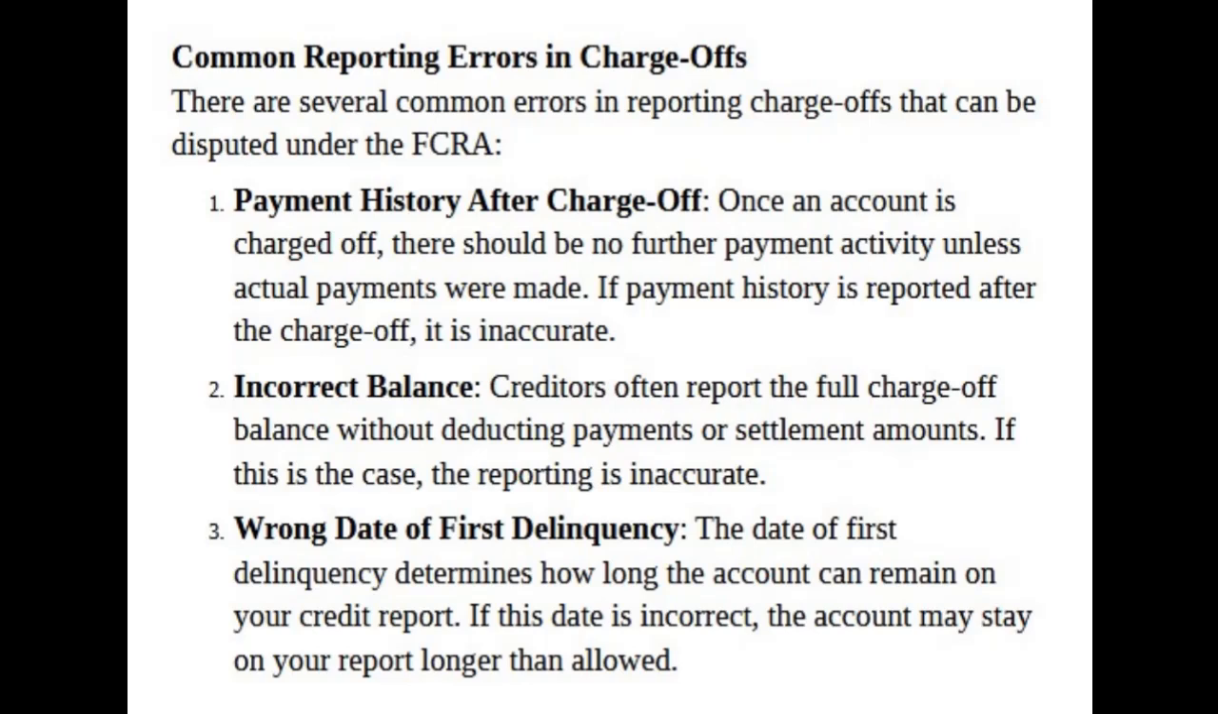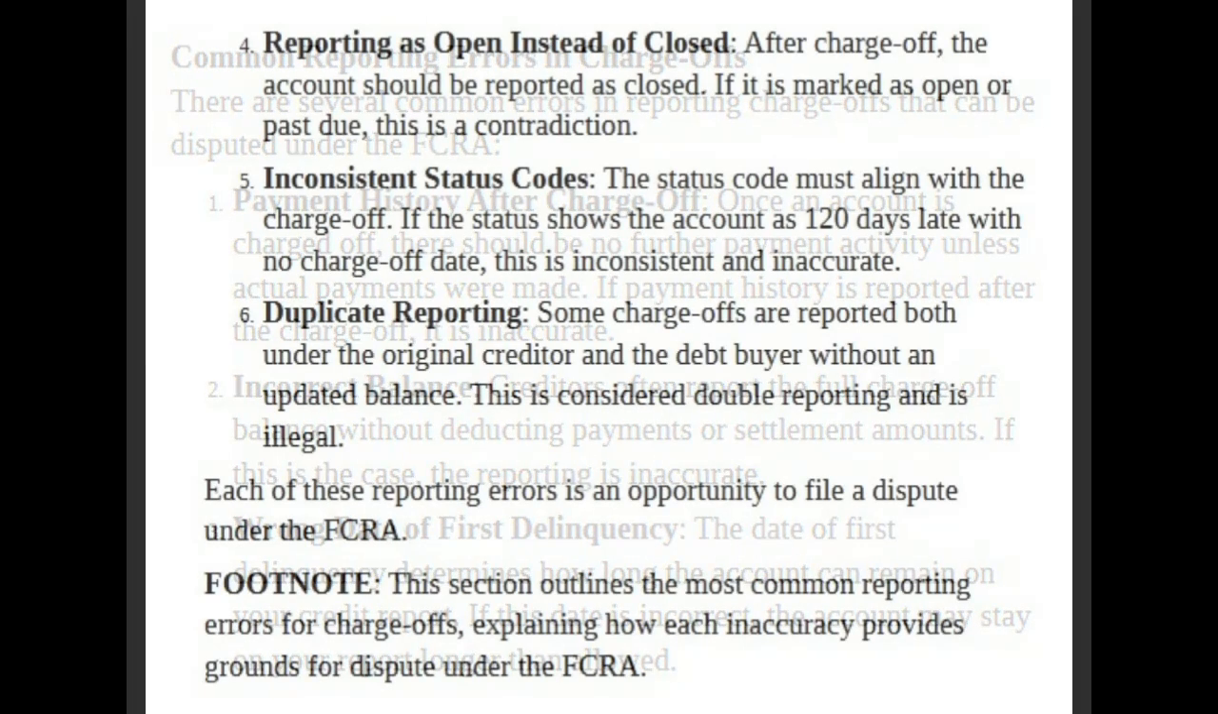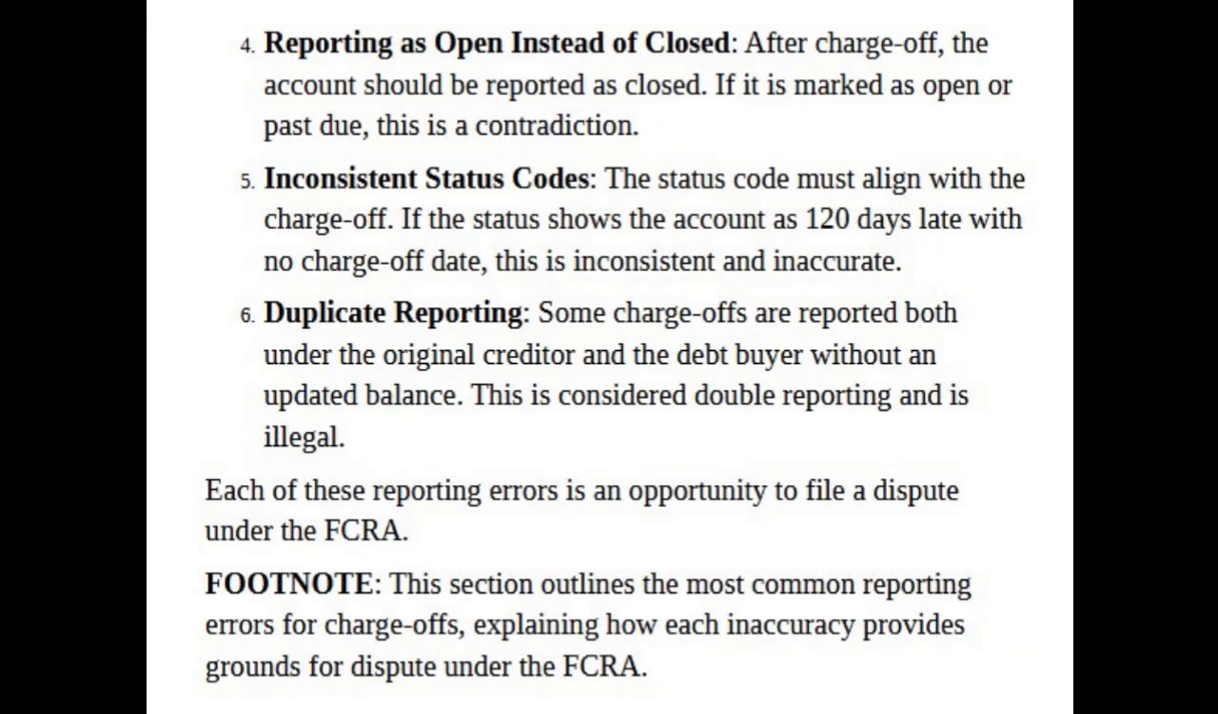3. Wrong date of first delinquency. The date of first delinquency determines how long the account can remain on your credit report. If this date is incorrect, the account may stay on your report longer than allowed. 4. Reporting as open instead of closed. After charge-off, the account should be reported as closed. If it is marked as open or past due, this is a contradiction.